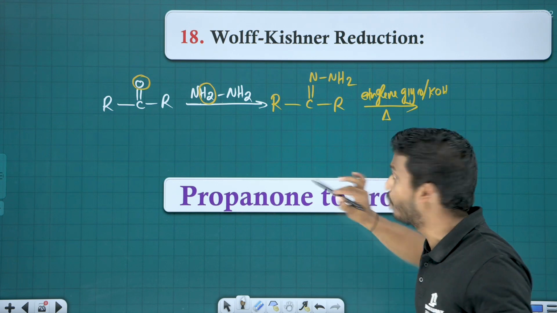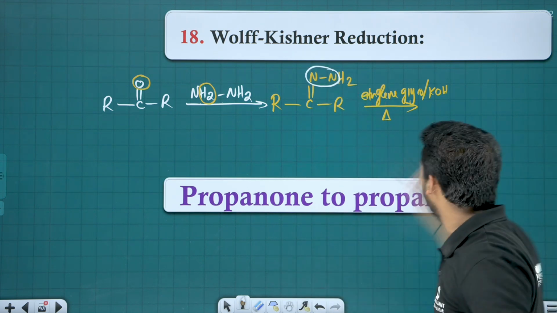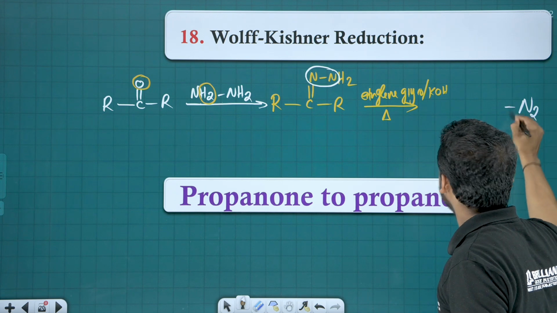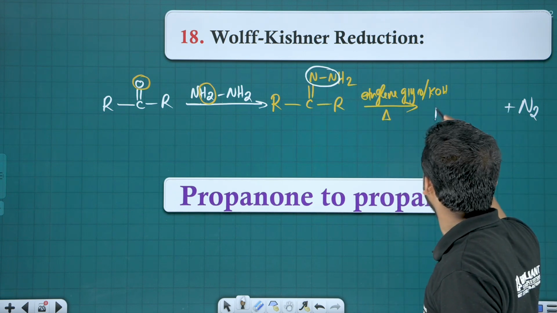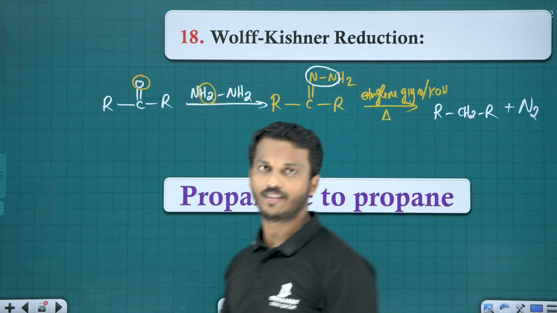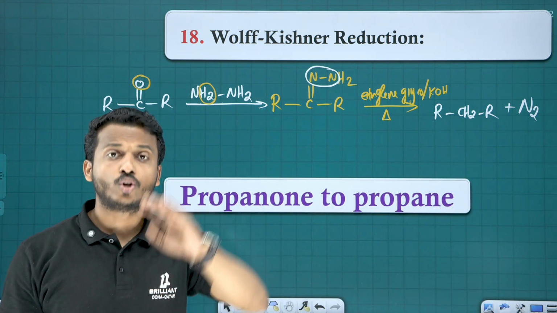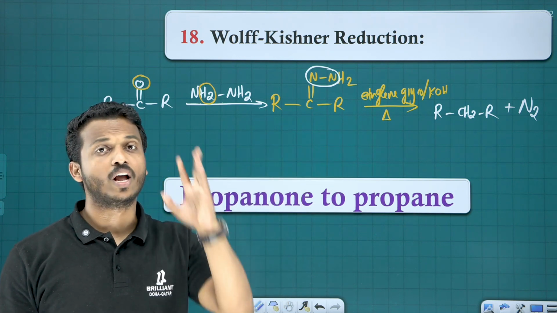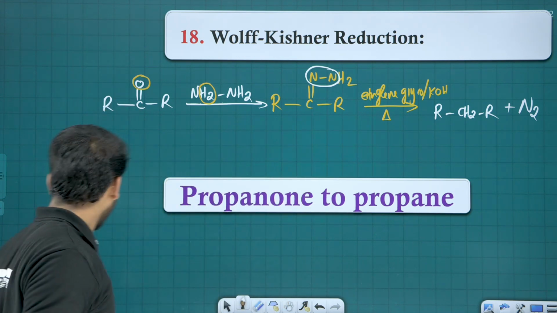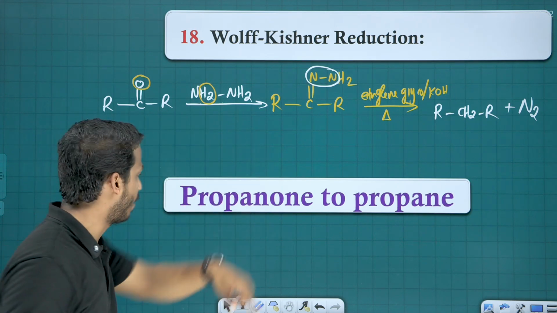So what happened? Simple. Just this N2, take it out. What is N2? Nitrogen gas. What is left? The H2 adds on this carbon. You get R CH2 R. That's again an alkane. So the conversion of aldehyde or ketone to their hydrocarbon is called what? Clemmensen, Wolff-Kishner. Clemmensen is a 1-step process. Wolff-Kishner is a 2-step process.